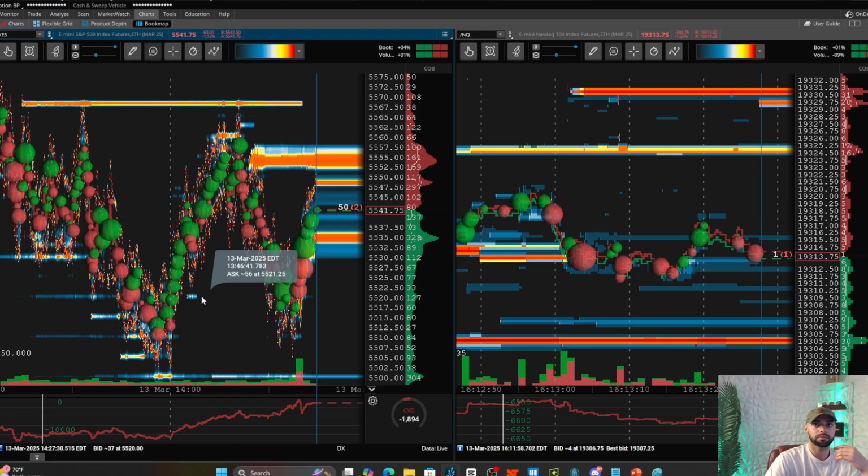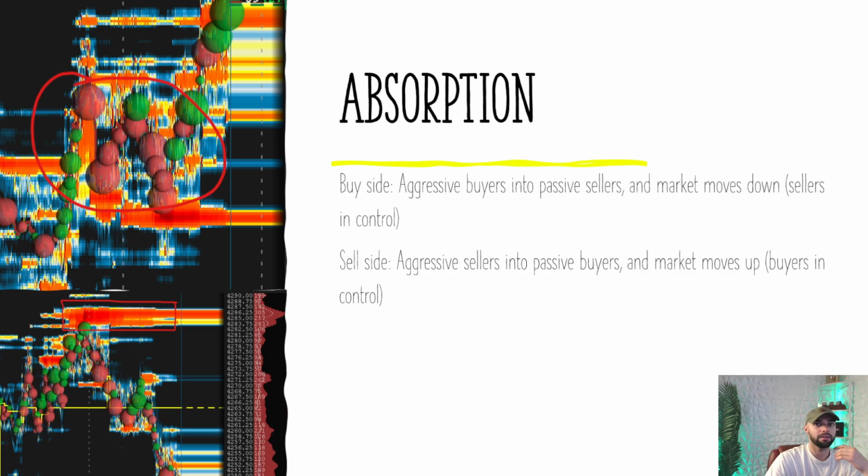Let me go ahead and clear this Bookmap mumbo jumbo right here that we have. So absorption is a big term I use. We talked about this example, buy side: aggressive buyers into passive sellers, and market moves down, right? Sellers in control. This is sell side absorption here. Aggressive sellers into passive buyers, and market moves up, buyers in control. So we have a huge amount of aggressive selling coming into large amounts of passive buying.